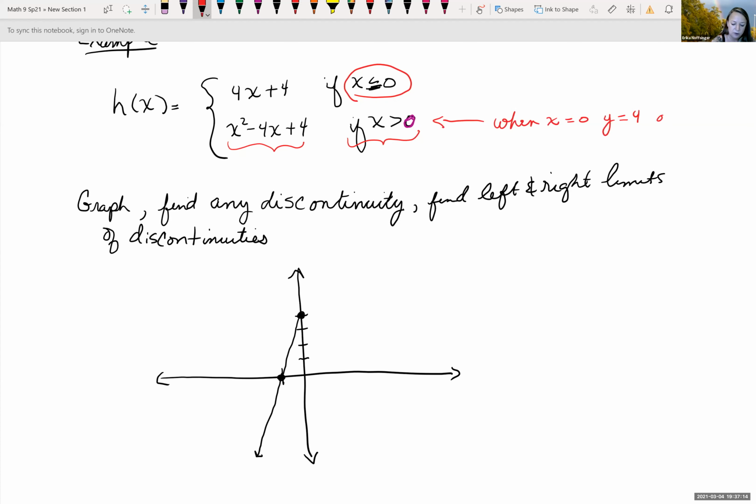Because of this piece, I would normally put an open circle there. But if I go to my graph, I graph that first equation, I already have a point there at 0, 4. And so this open circle ends up being closed because of that other equation. I can now start plugging in values which are greater than 0. So if I plugged in 1, I get 1 squared minus 4 plus 4. Well, that would give me back 1. So when x is 1, y is 1.